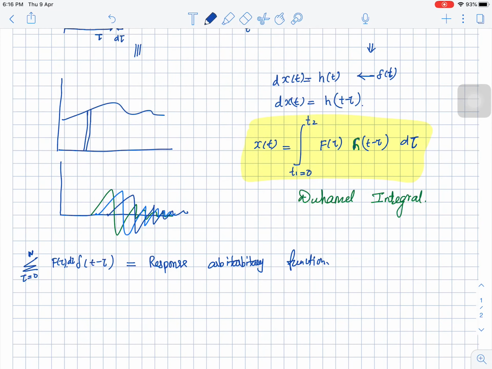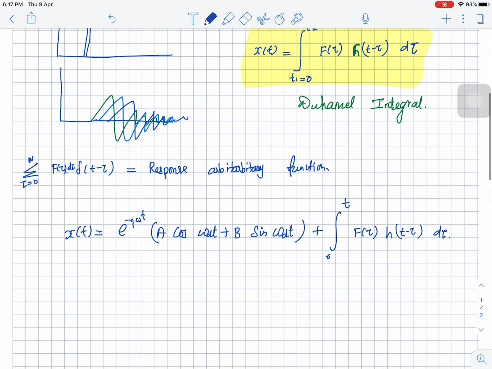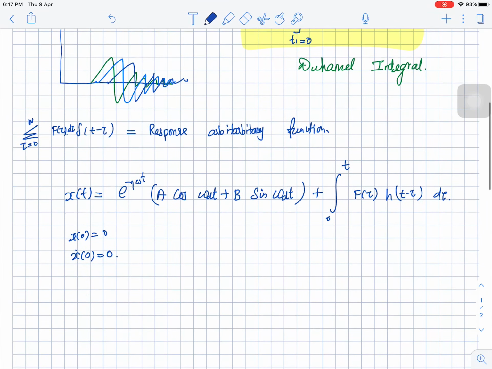So now we write the complete solution. The complete solution will be x of t equals e power minus eta omega t, a cos omega d t plus b sin omega d t, plus this Duhamel integral. Which one? 0 to t, f of tau h of t minus tau d tau. Now we have boundary conditions x of 0 equal to 0, x dot of 0 equal to 0. So now we substitute these boundary conditions.